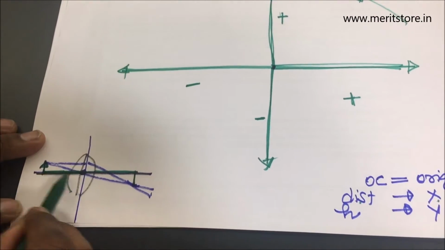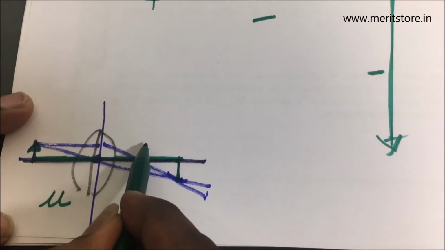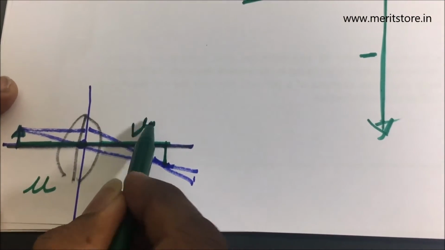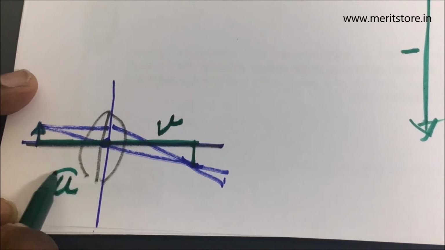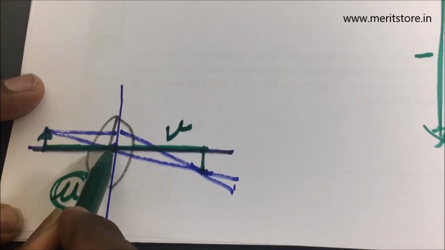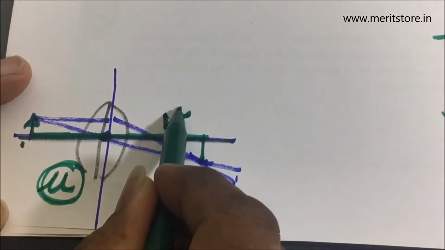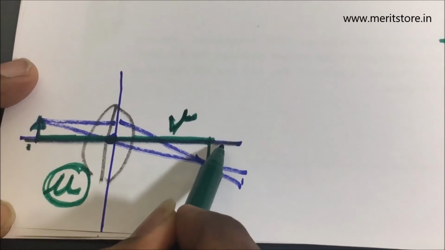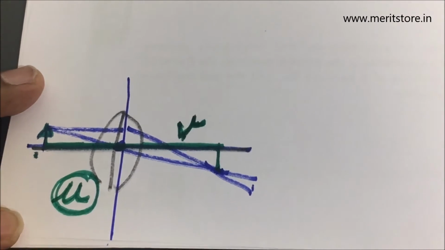The object distance is u. The image distance is v. So this is the initial and this is the final. For u, the sign is always on the x-axis and that too on the left hand side. The v is mostly on the right hand side. There is only one case when the v will be on the left hand side.